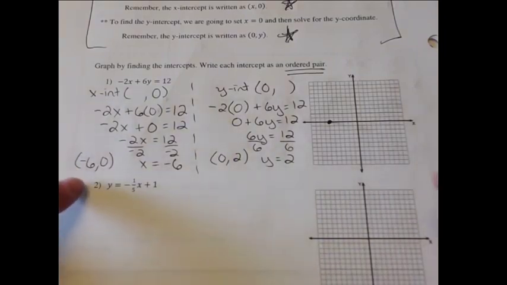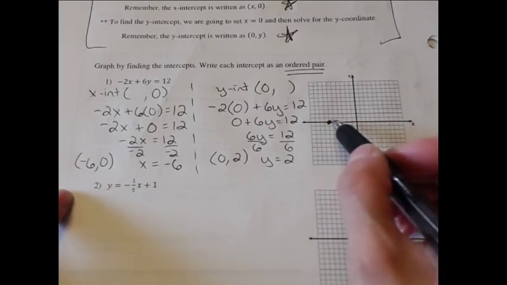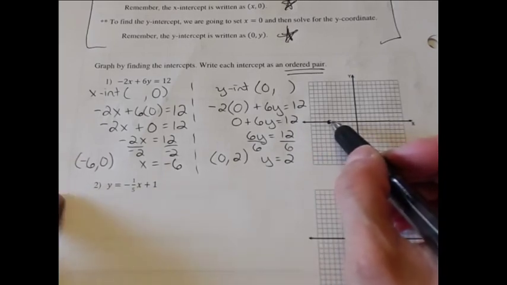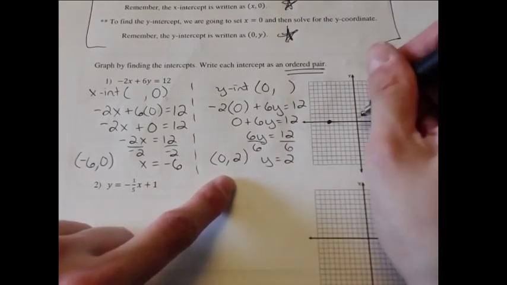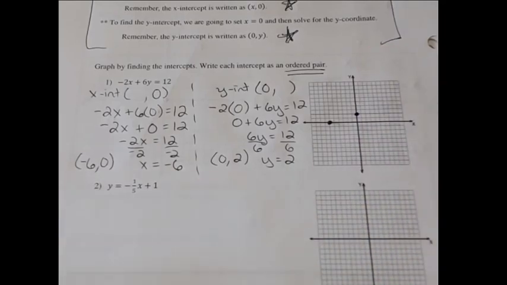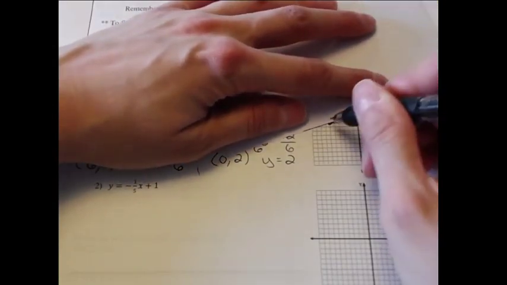Notice with the x-intercept, it's on the x-axis. Success. That is success. Your x-intercept should be on the x-axis. Your y-intercept, 0, 2, 0, 1, 2, is on the y-axis. So again, consider that success. It should be on the y-axis. Connect the two dots with a line.